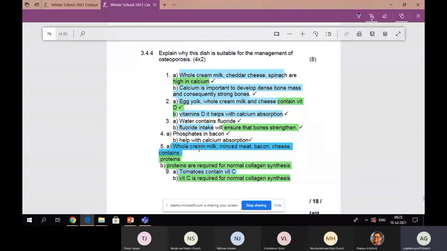Okay, so can you see why it's important that you know the nutrients? When we look at ingredients and we recognize the type of nutrients that we find within those ingredients, right? So why are proteins important in the management of osteoporosis? Because they are required for normal collagen synthesis, okay? And then we've seen also there's tomatoes, and we know tomatoes contain vitamin C. And we also know that vitamin C is important for normal collagen synthesis as well. So we want to not just refer to the ingredients, look at the link to see what type of nutrients it's got, and then explain the importance of those nutrients. So this is how you want to answer something like that. You can see there's more than just 8, but you want to be guided, as I said, by the mark allocation, 4 times 2 facts that you're going to mention, which is going to give you 8.